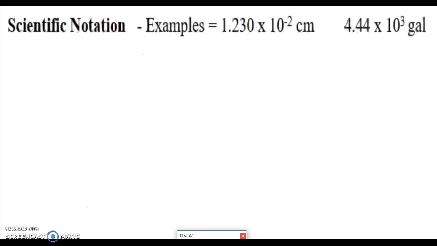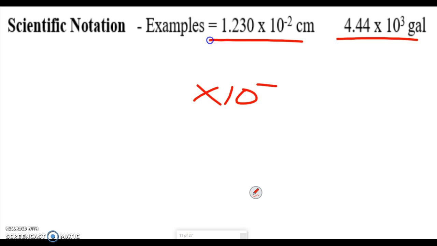All right, the next thing I need to teach you is scientific notation. Only about 1 out of 4 students feel comfortable with scientific notation, so don't feel bad if this is the first time that you've heard of it. This is an example, and this is an example of scientific notation. So you notice the times 10 and some form of exponent up there.